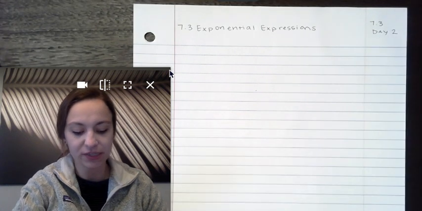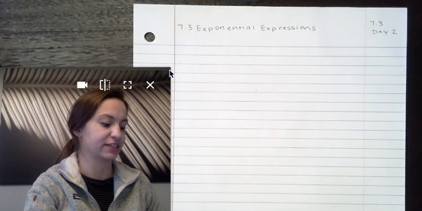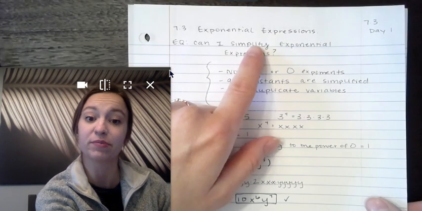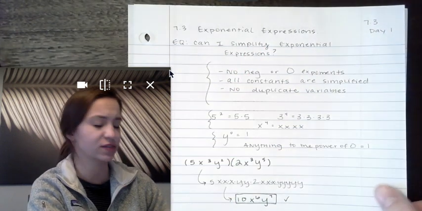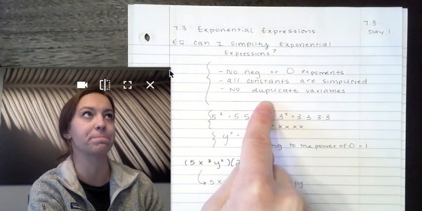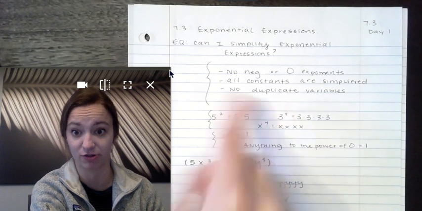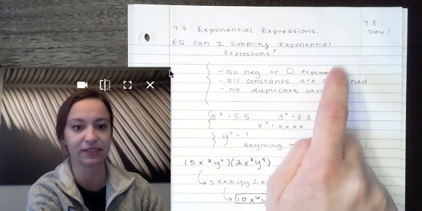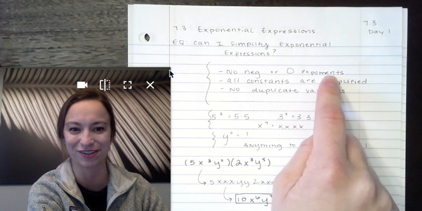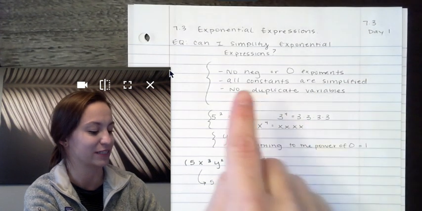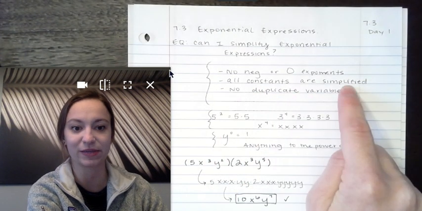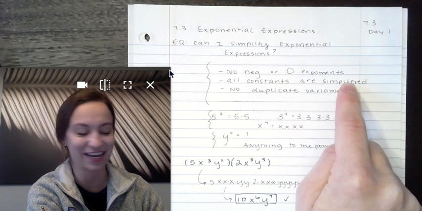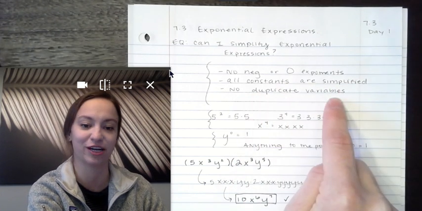When we were talking about exponential expressions last time, we talked about simplifying exponential expressions. We talked about a few things that expressions needed to have in order to be completely simplified. We needed no negative or zero exponents. That's a really important one that we'll actually start talking about in our next school day. All constants need to be simplified. That's actually going to come in handy today. And no duplicate variables. We'll see a lot of that today.